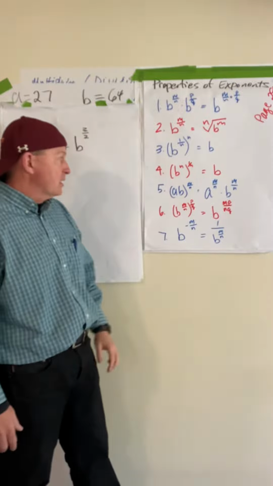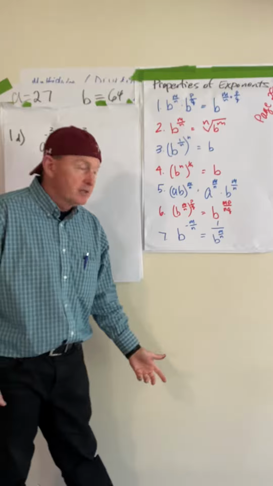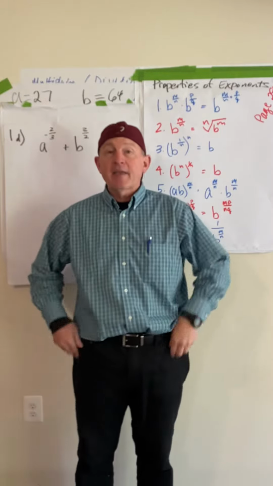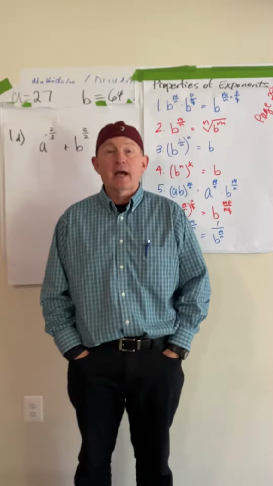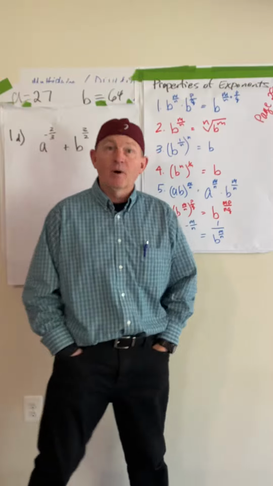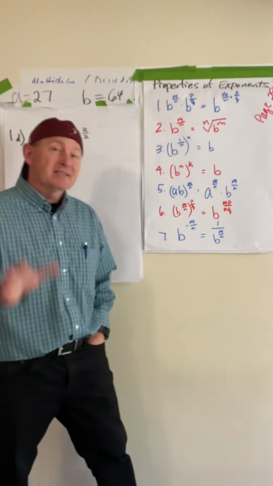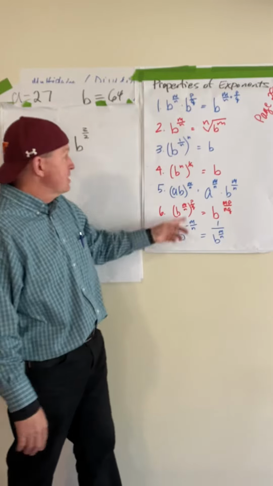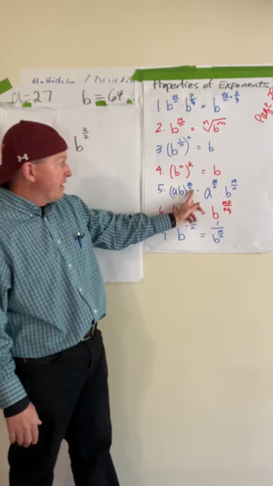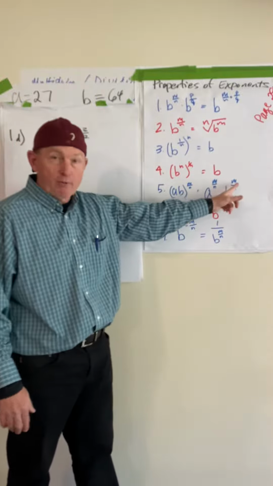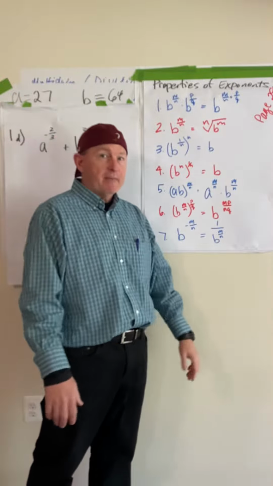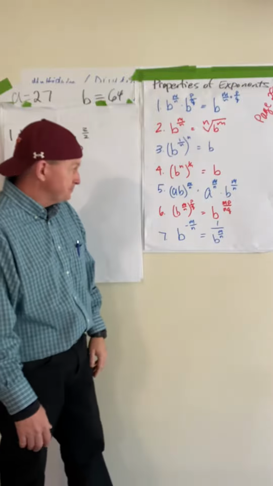Number 5, we have the power of a product. So in the old days, if you had ab to the third, that was a to the third times b to the third. Easy. Well, now it's a little different. Same idea, a little different application. It's ab to the m over n. That's going to be a to the m over n times b to the m over n.